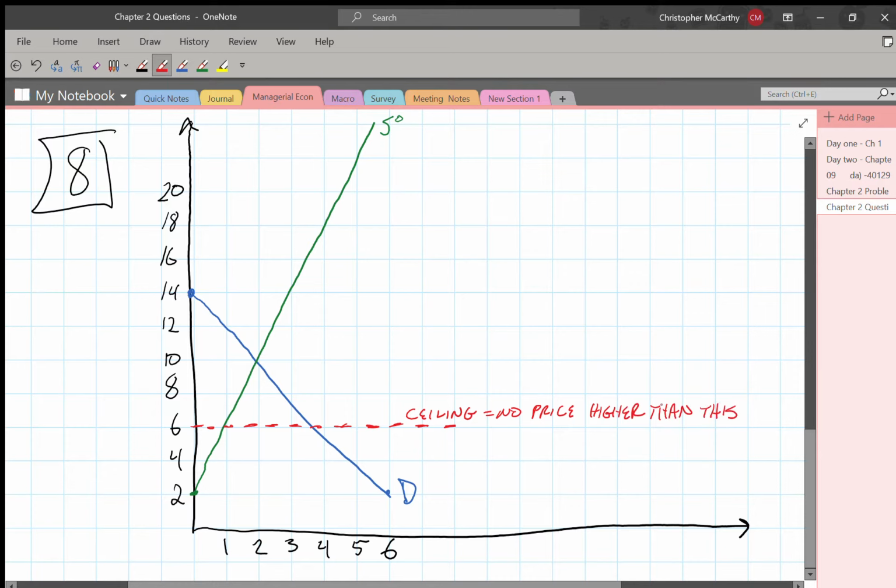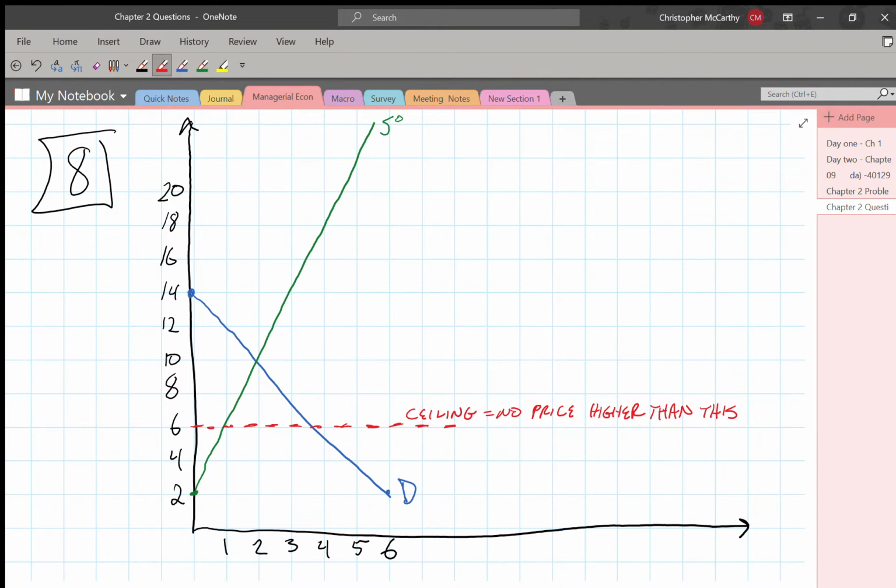So the first thing we ask ourselves whenever we have these kinds of questions is, is it actually doing anything? Is the price ceiling effective? Yes, it is. It's below equilibrium, and so it's binding. If it was above equilibrium and they were saying you can't charge any price higher than $12, that wouldn't do a thing. Everyone would be like, yeah, so what? So in order for it to actually matter, it has to be below the equilibrium. So we see that it's below the equilibrium.